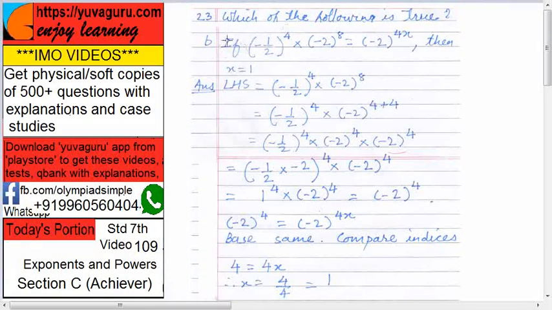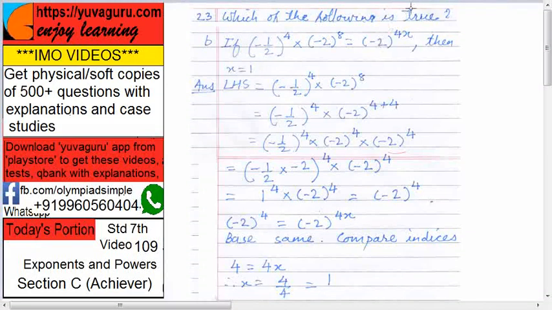Next statement: if minus 1 upon 2 the whole raised to 4 into minus 2 the whole raised to 8 equals minus 2 the whole raised to 4x, then x equals 1. Here, minus raised to any even number is plus. So if you remove this minus from all, then also it's okay. But if you keep it for 1, keep it for all.